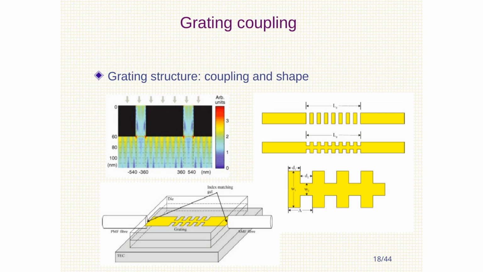Grating structures are pivotal in coupling light into waveguides. Their shape and periodicity determine the efficiency of light coupling. By adjusting the grating's parameters, specific guided modes can be excited, enhancing device performance. However, post-fabrication adjustments are limited, necessitating precise initial design and fabrication techniques.